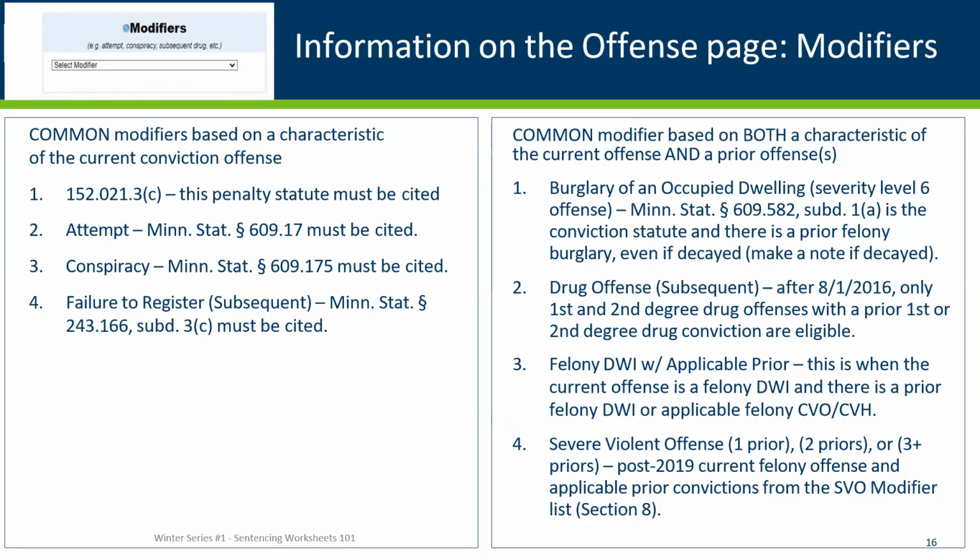A subsequent drug is a first or second degree drug with a prior first or second degree drug conviction, regardless of the penalty statute that is charged out. That's not true for failure to register. So watch out for that statute if you're trying to add that subsequent failure to register modifier. It will let you add it, but it will be sent back to you looking for that citation or that notation that it was in fact treated by the court as a subsequent failure to register.